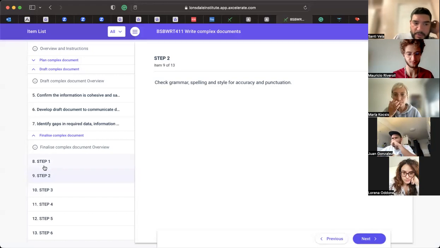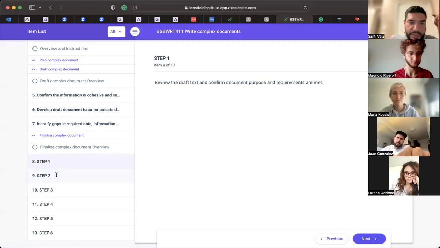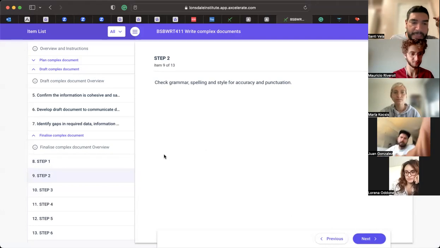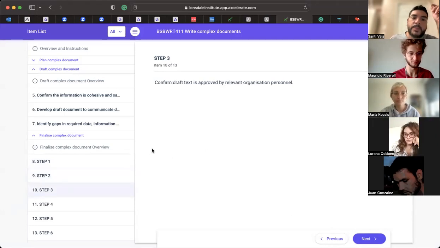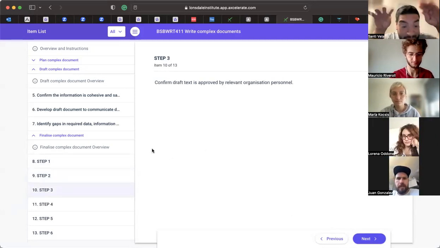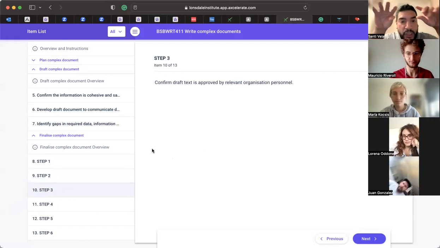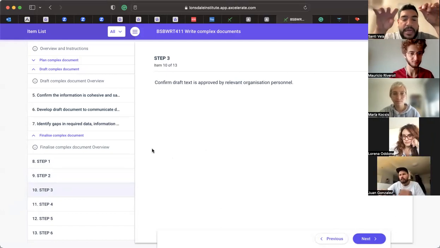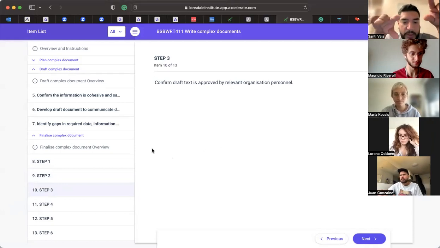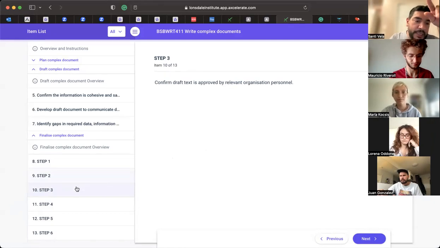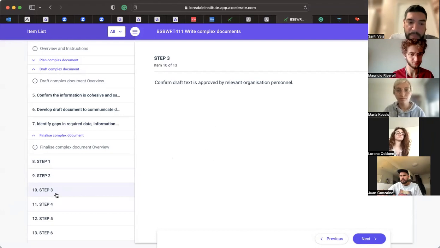All right, got it. So step number 1, review the draft. Step number 2, check grammar and spelling. Step number 3, don't forget about this one. You need to confirm the draft and it has to be approved by management. Has to be approved, has to be. Someone needs to sign it. And always, this needs to be done because you may have a mistake. The more people read the document, the less likely you will have a mistake in it.